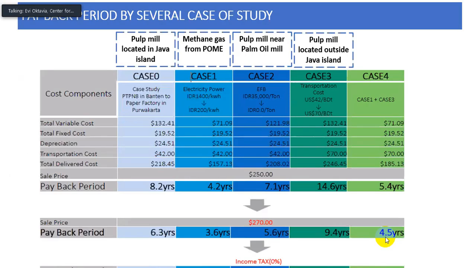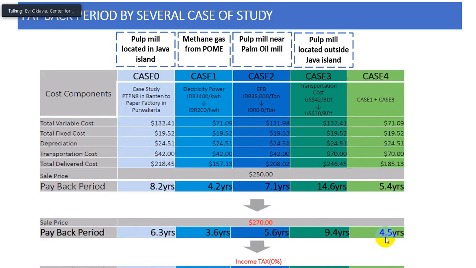This is a calculation of the payback period. We tried to put in 5 cases. Case zero is the current state. In Indonesia, the pulp mill is located on Java Island. This is the first case.